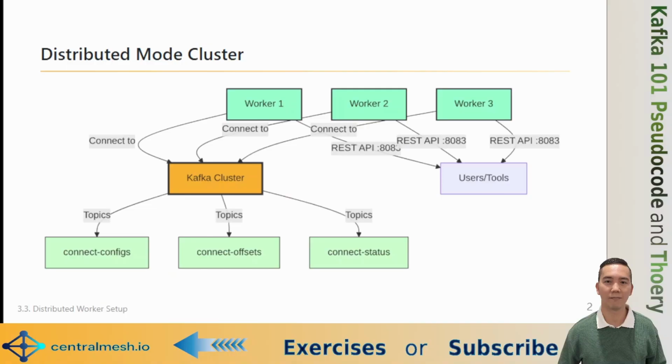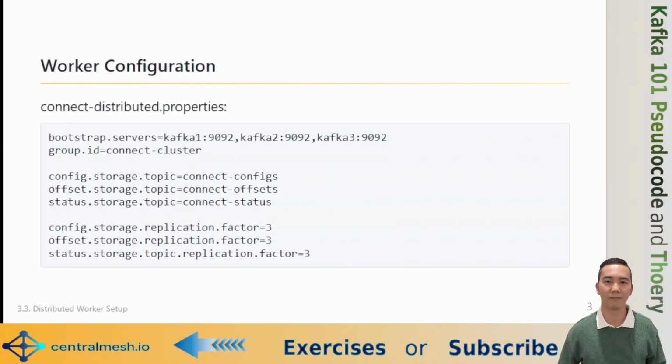You will also notice every worker exposes the same REST API on port 8083. That means you can send connector management requests to any worker in the cluster, and because the configuration is shared through Kafka, every worker has a consistent view of the system. Let's look at the distributed worker configuration file.